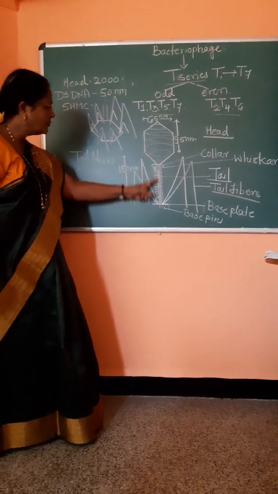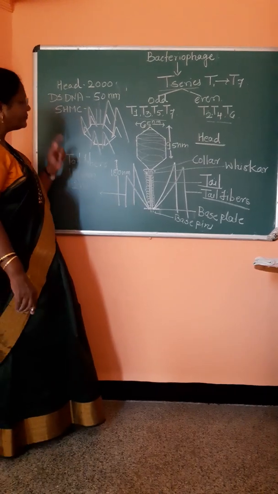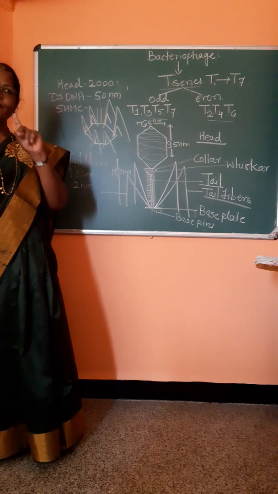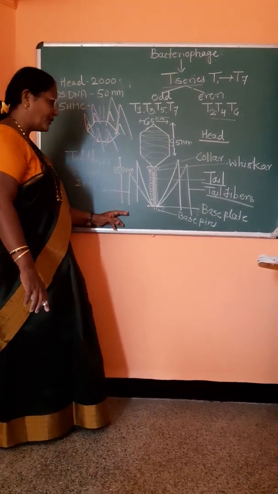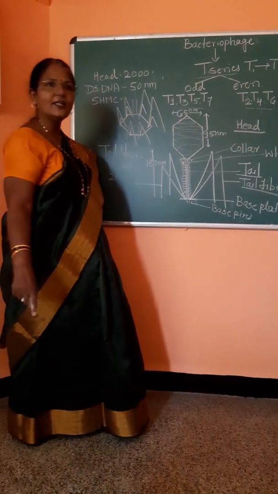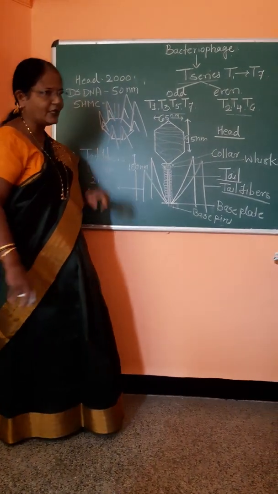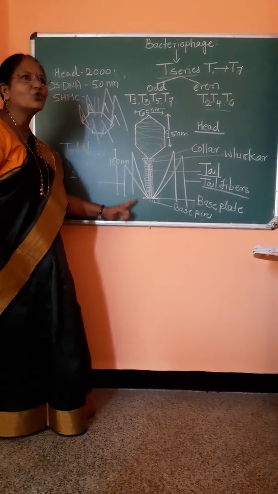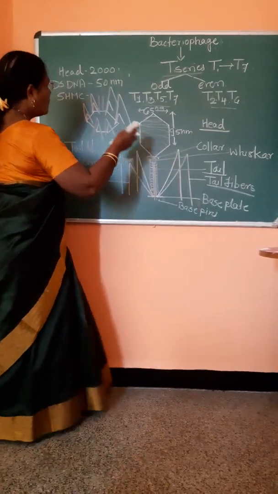Now what is the dimension of the sheathed tail? 180 nanometers is the length, 18 nanometers is the diameter of the outer core and 2.5 nanometers is the diameter of the inner core. Such dimensions are present. The tail fibers are very large, with a length of 130 nanometers and a width of 2 nanometers. Okay, so the base plate is present, pins are present. So this is the structure of the T4 bacteriophage. This is a very good, very interesting structure of viruses.